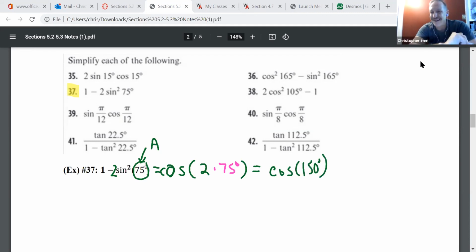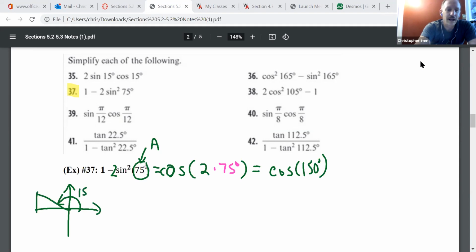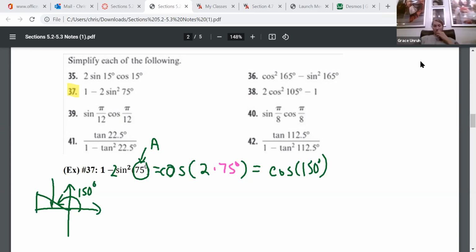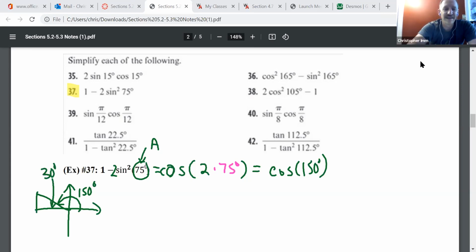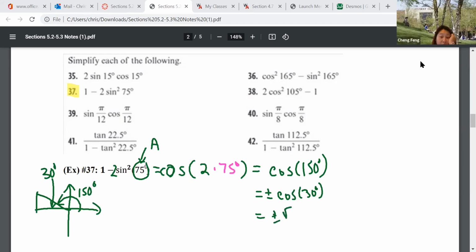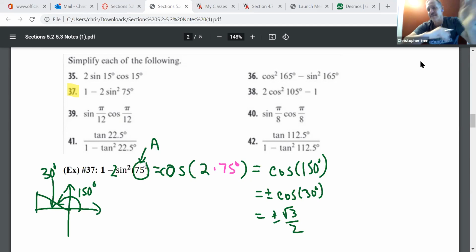Hey, that's getting to be more of a famous one, right? So we can figure out where this is. We need a reference angle now. We're over here in quadrant 2. What's the reference angle for that? 30. So this is a 30, 60, 90 triangle. So this is going to be equal to plus or minus the cosine of 30 degrees. What's the cosine of 30 degrees, everybody? Root 3 over 2. Excellent. Now the last thing, is it going to be positive or negative?